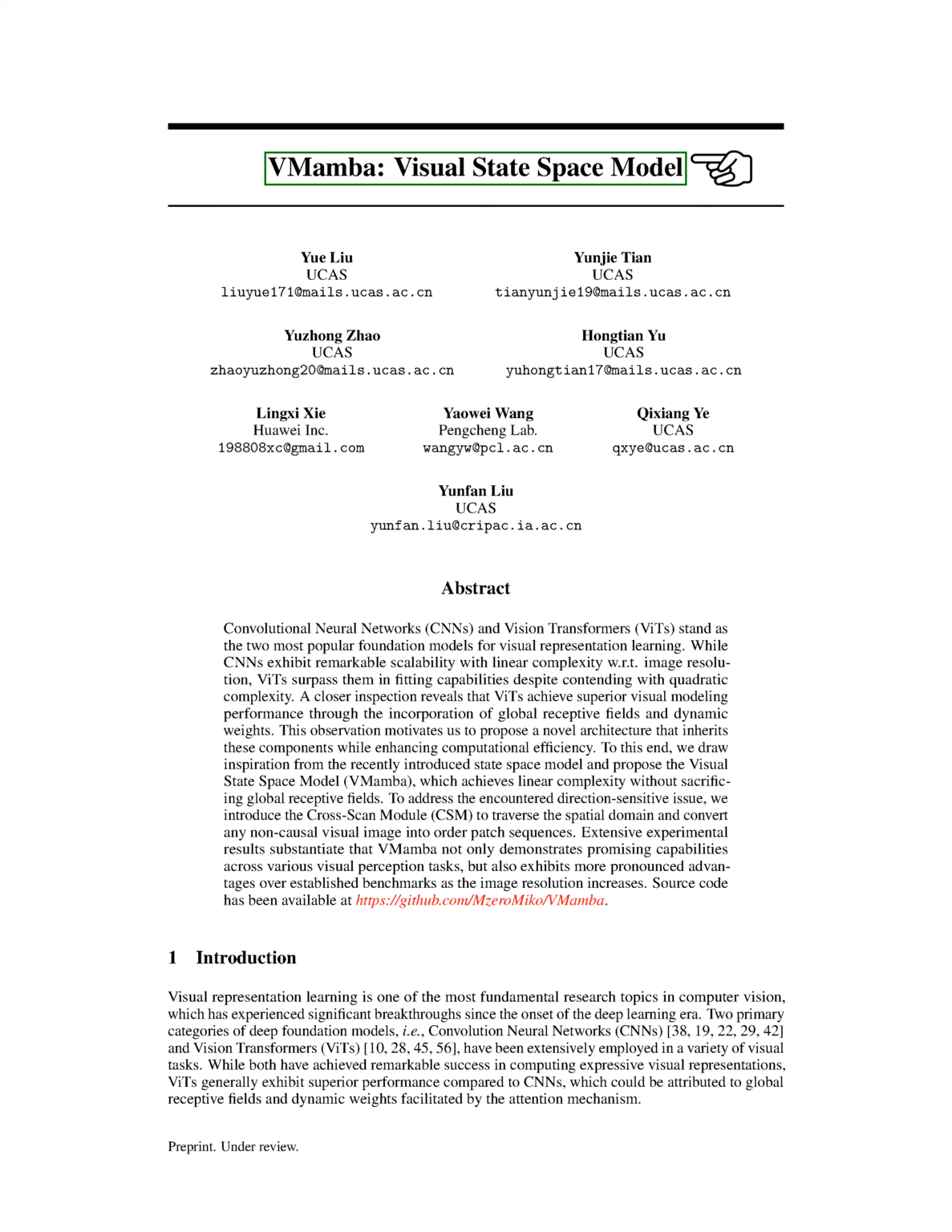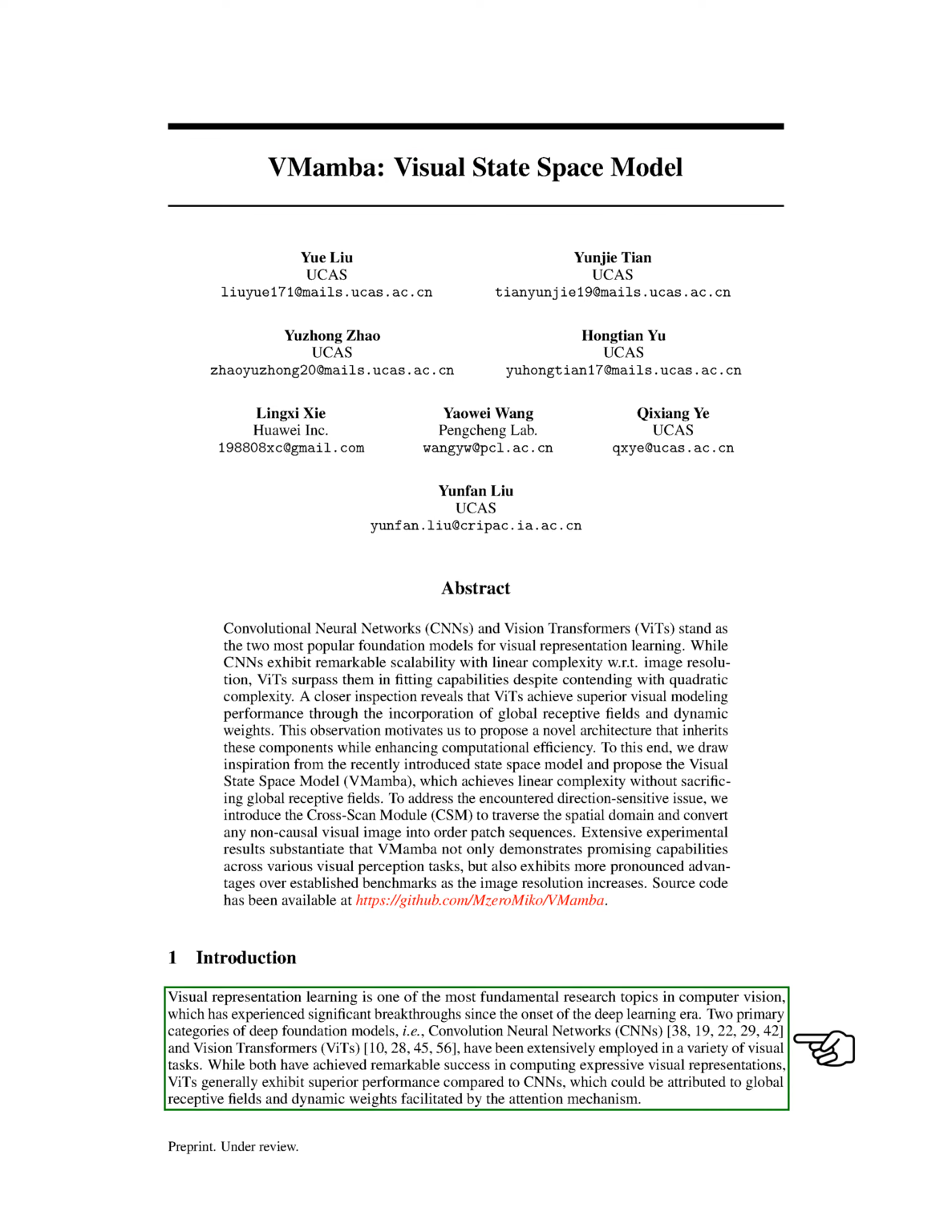Section: Introduction. We're diving into the world of visual representation learning, a key area of study in computer vision. This field has seen significant advancements since the advent of deep learning. Two main types of deep foundation models, convolution neural networks, CNNs, and vision transformers, ViTs, have been widely used in various visual tasks. Both have been successful in creating expressive visual representations, but ViTs often outperform CNNs. This is due to their global receptive fields and dynamic weights, made possible by the attention mechanism.